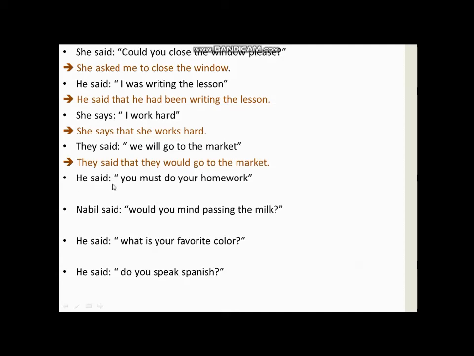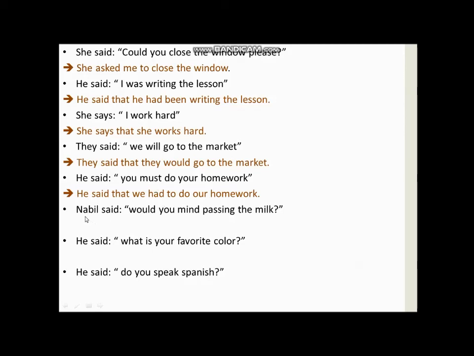Next one. He said, "You must do your homework." Again, we have the modal verb must, expressing obligation. In order to report this, we can say, he said that we had to do our homework. Had to. So must becomes had to.